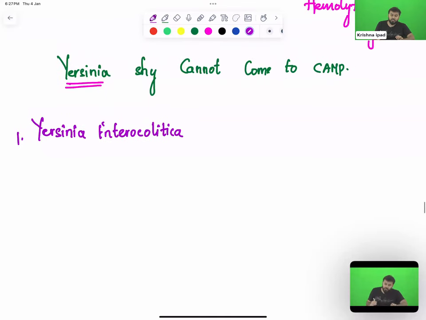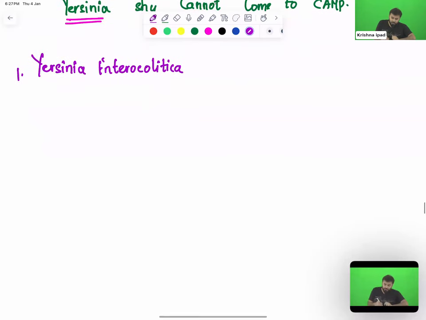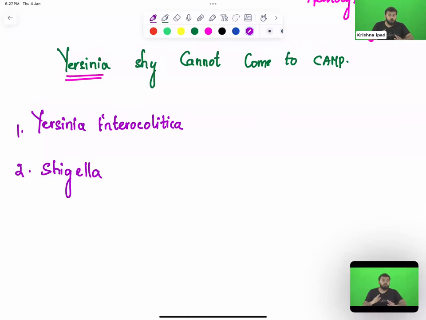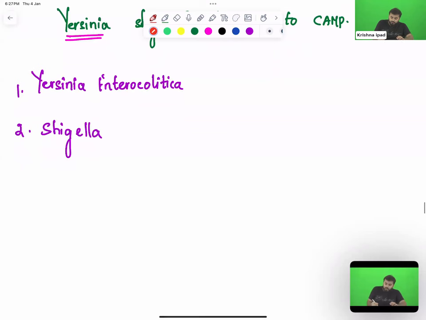Next, what is meant by shy? Shy in the sense Shigella. Shy in the sense Shigella. So Shigella is also an organism that will cause what? Bloody diarrhea. Now, can you tell any few important points on Shigella? Vibrio cholerae releases a toxin called cholera toxin. In the same way, Shigella releases a toxin called Shiga toxin. What is the toxin that it is releasing? It is releasing Shiga toxin.